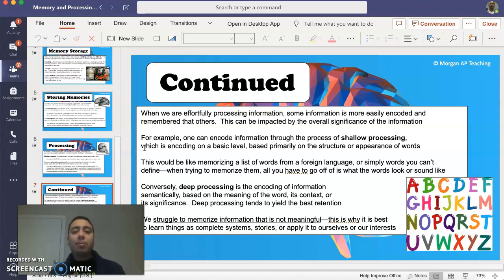Now, conversely, deep processing is the encoding of information semantically based on the meaning of a word, its context or significance. So, deep processing is more like you see the name of the restaurant, you see that it's called John's. You have a kid named John, so now you have that connection, and now you won't forget that the restaurant's name was John because your kid's name was John. And whenever you're on Fifth Street, John's is there, and you can go eat because you love their food. So that is the difference between shallow processing and deep processing.